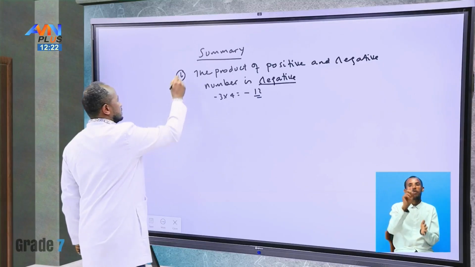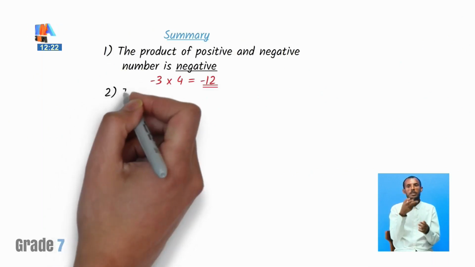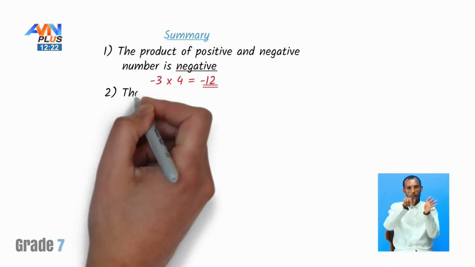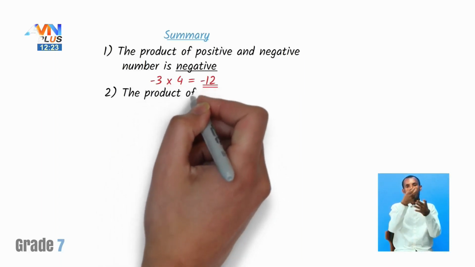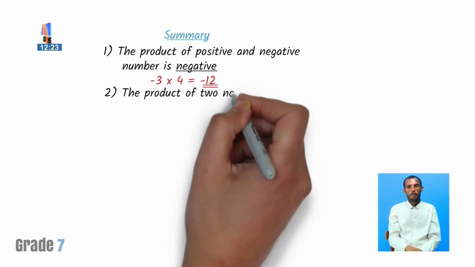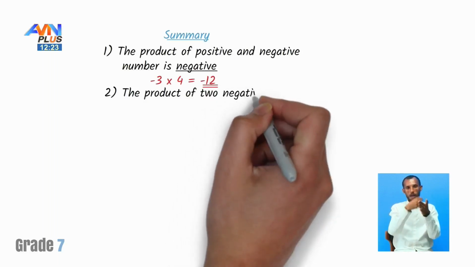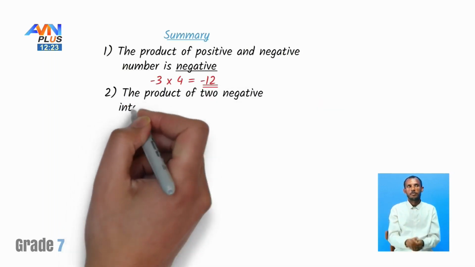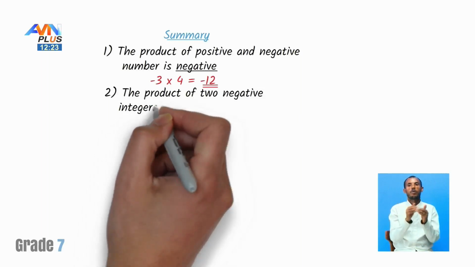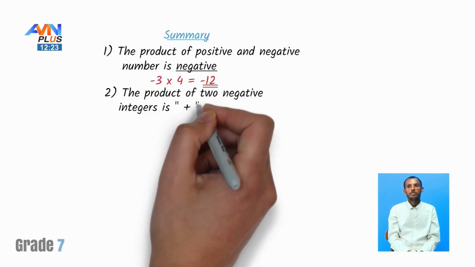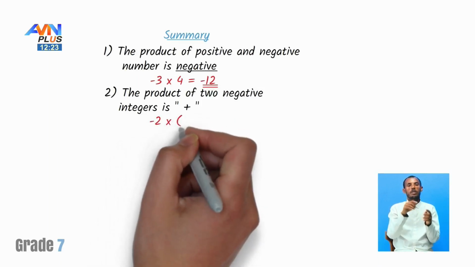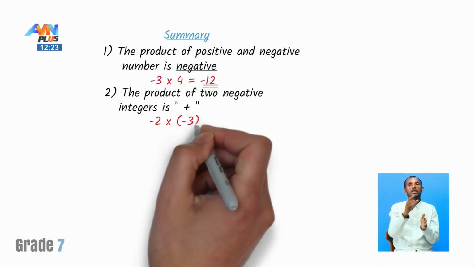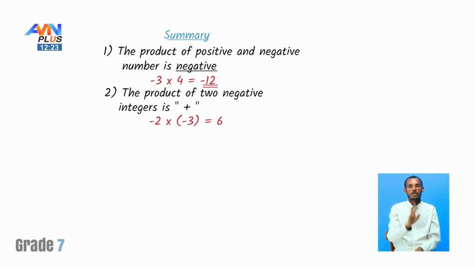Again, the second concept we have seen: the product of two negative integers is positive. For example, if you take negative 2 times negative 3, the product is positive. You have positive 6.